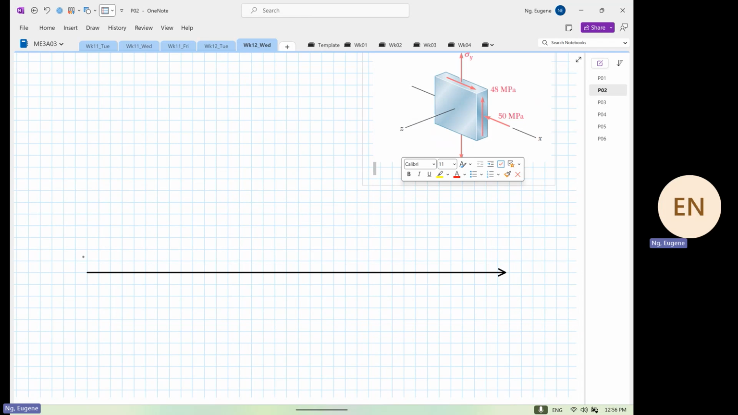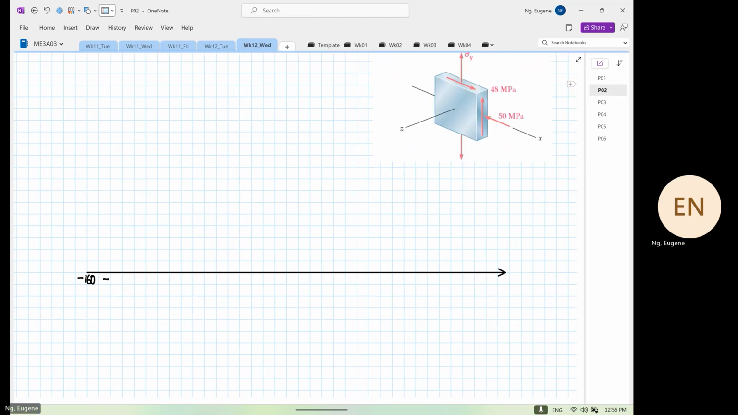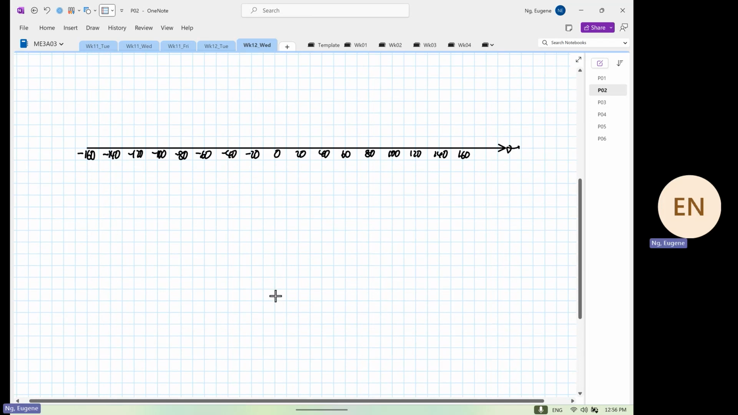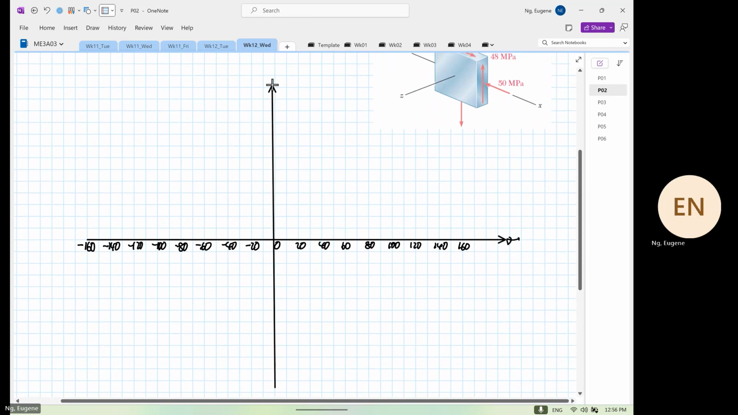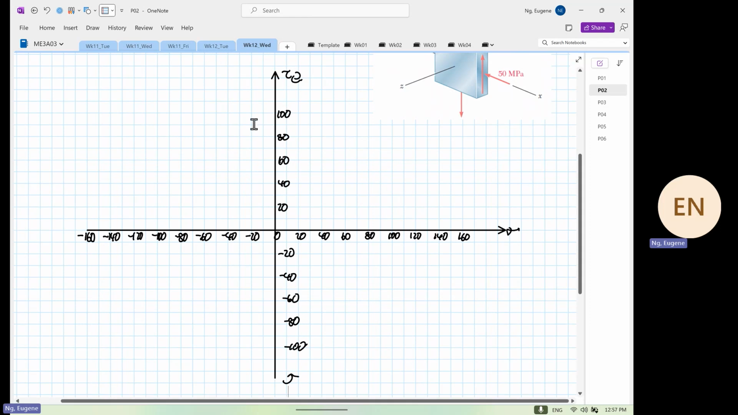The values look pretty innocent. So what are the limits? I forgot. Minus 160. Okay, and this is our normal stress. And then we are going to construct our shear stress line, and this will rotate this way. And then our limits are 146 and 73.